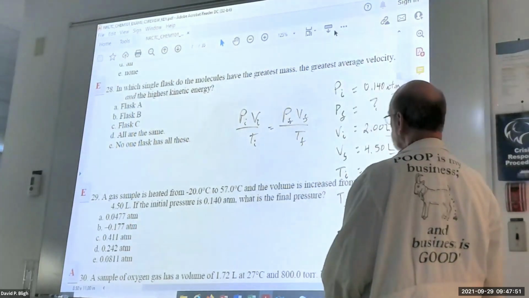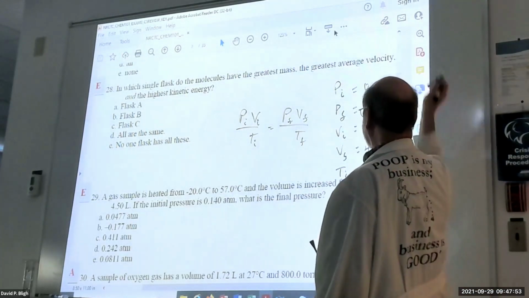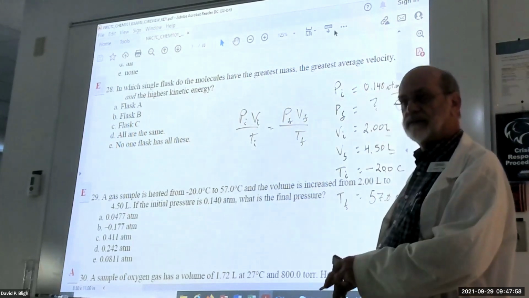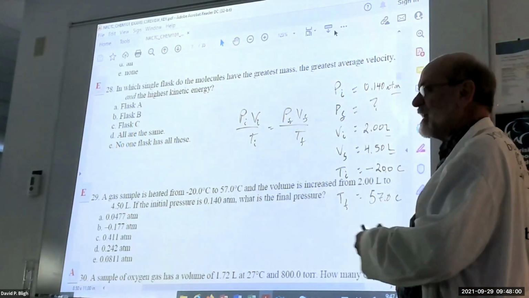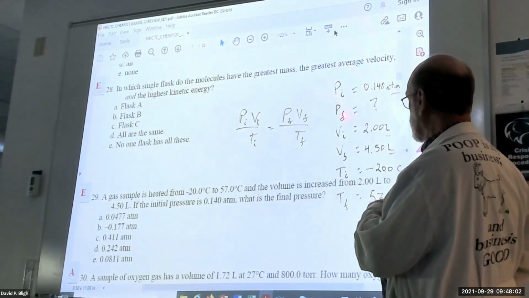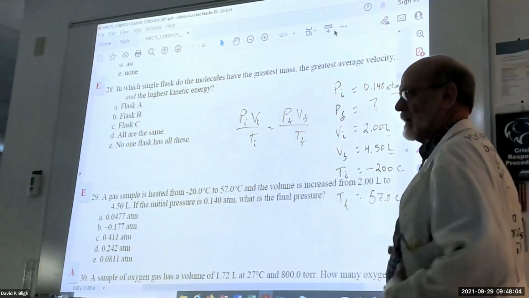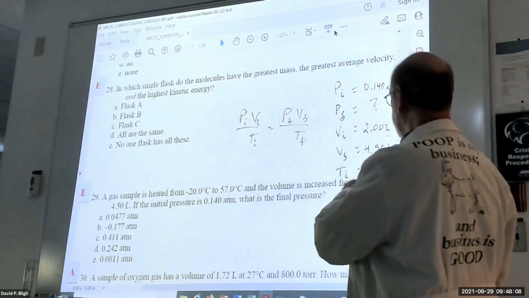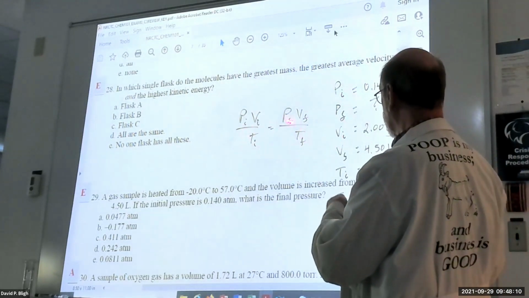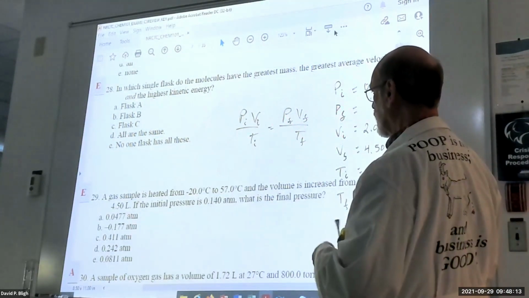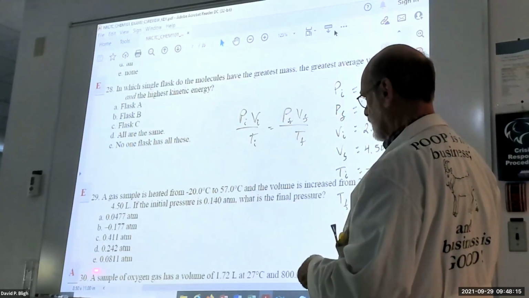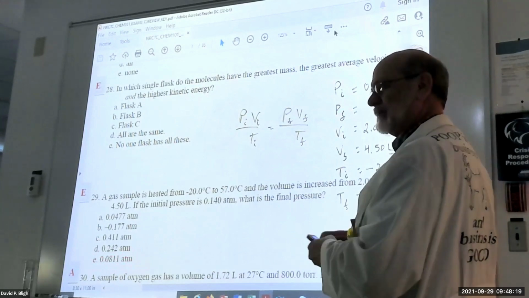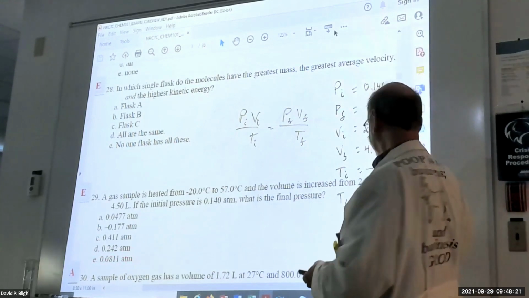But if we use anything else in there, like PSI, then this answer would come out in PSI. It's not picky about pressure and volume, and well, moles is a given. But if we plug those values into this formula and solve for this unknown right here, then we should get 0.0811 atmospheres. Okay.